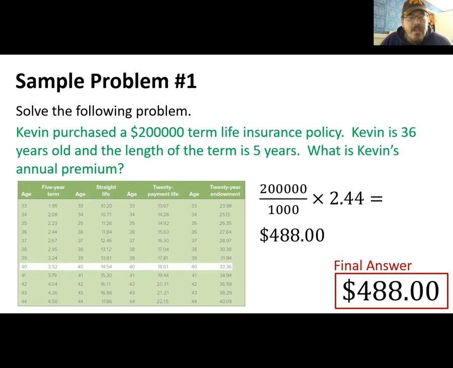So there you go. Again, you take the total amount of coverage that you want divided by 1,000, multiply that by the appropriate table factor, and that will tell you your annual premium. All right, let's take a look at sample problem number 2.